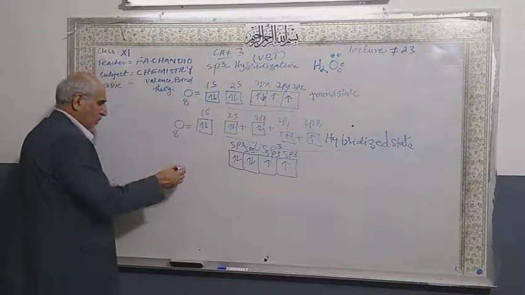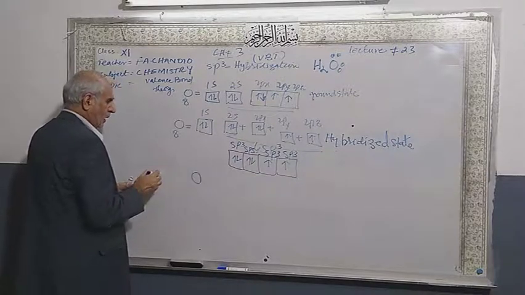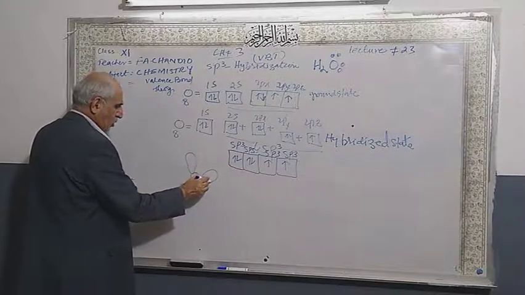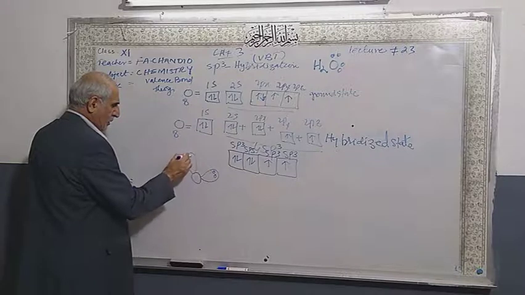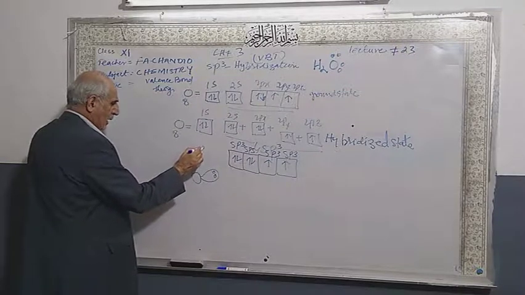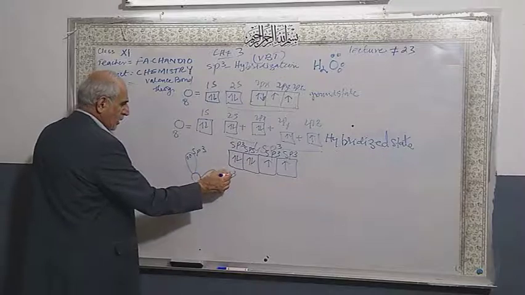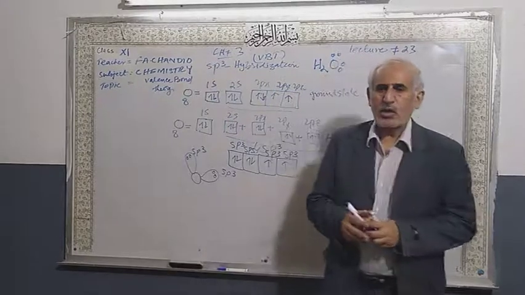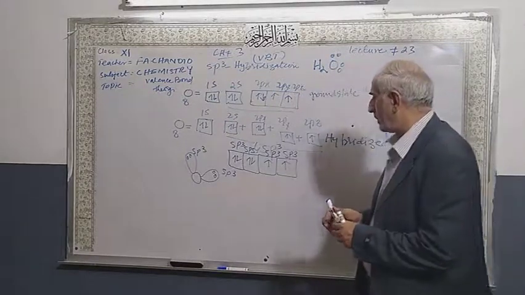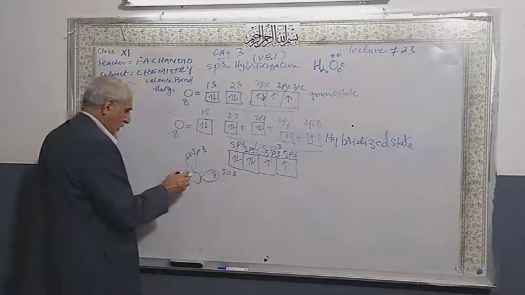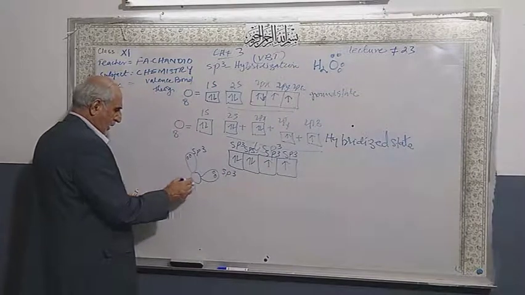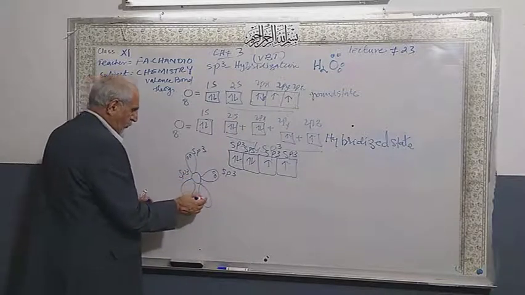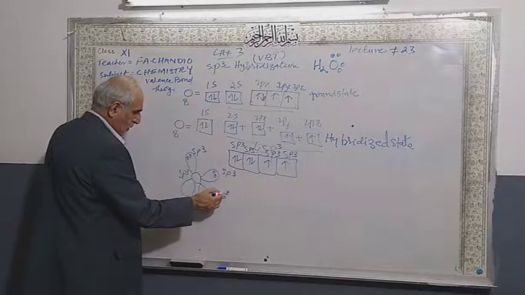So the structure: oxygen is surrounded with 2 lone pairs. These are sp3 hybridized atomic orbitals acting as lone pairs. And there is a third sp3 which is partially filled like this.